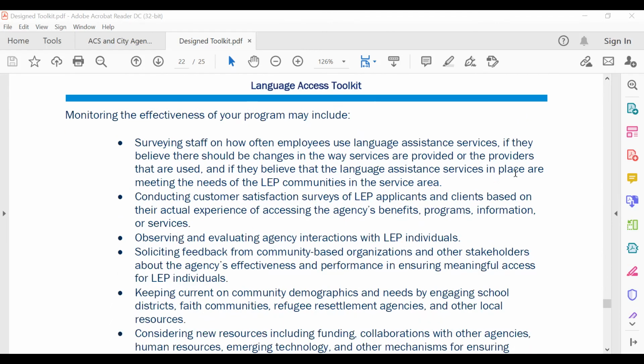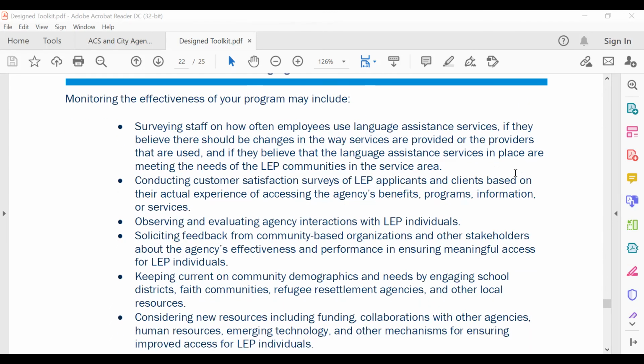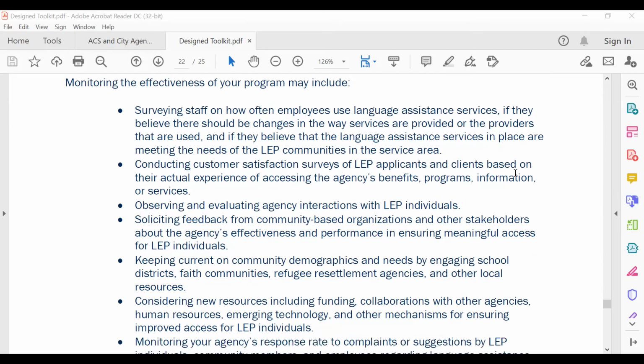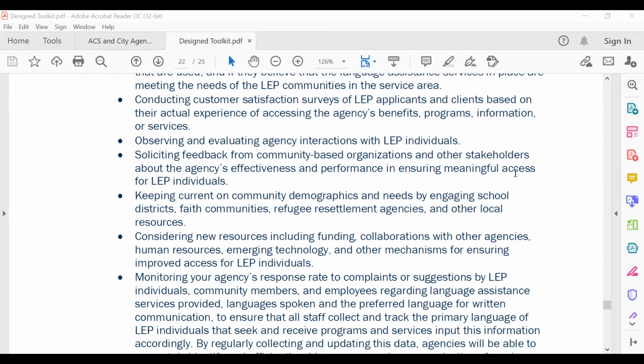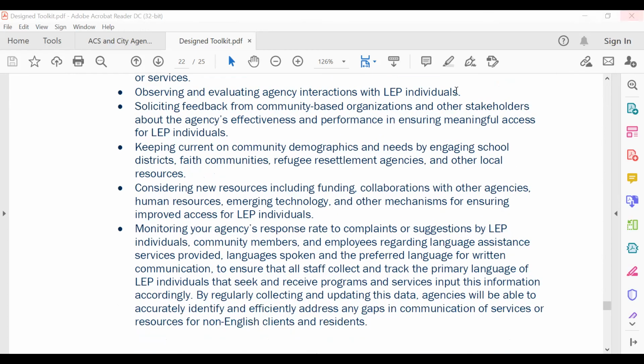We do have some other tips on how you can potentially monitor the effectiveness of your program. It could be surveying employees, maybe surveying the LEP applicants or clients that come in, observation of how the interactions with LEP individuals are going, feedback, and so forth, in order to be able to update your plan if necessary.